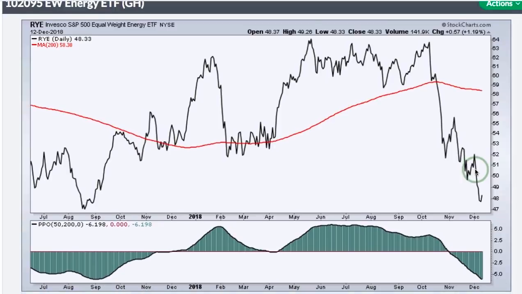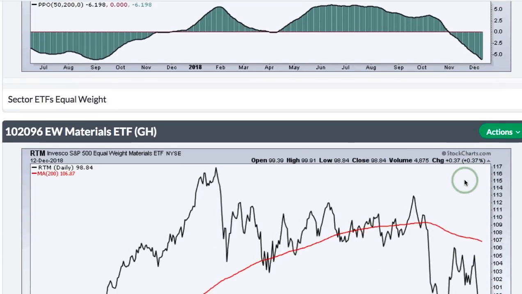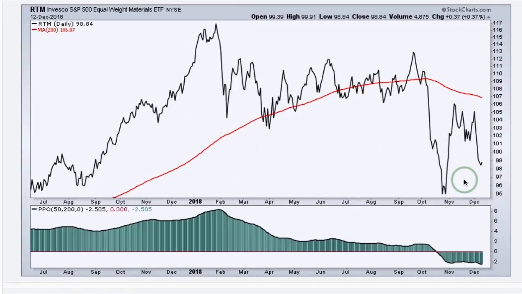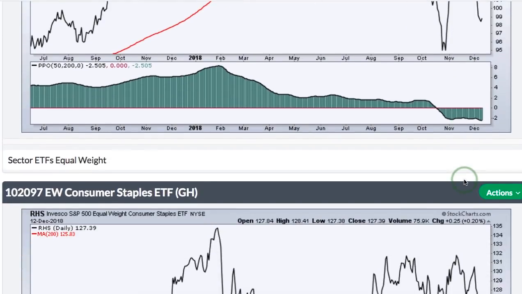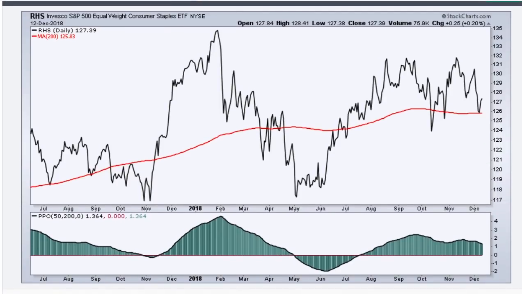So moving through these other ones just quicker, you know, energy's hitting a new low, so nothing but downtrend here. We look at materials, all right, that's an ugly chart, downtrend. We look at the equal weight consumer staples sector, all right, it doesn't look that great. I mean, it's still below that January high.